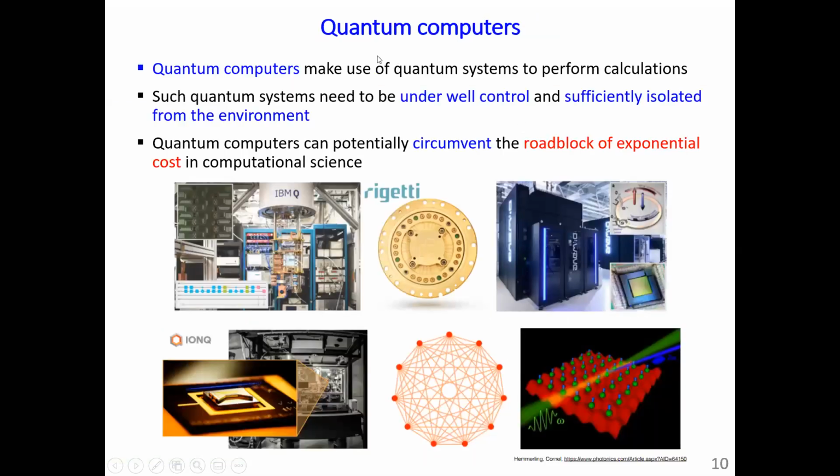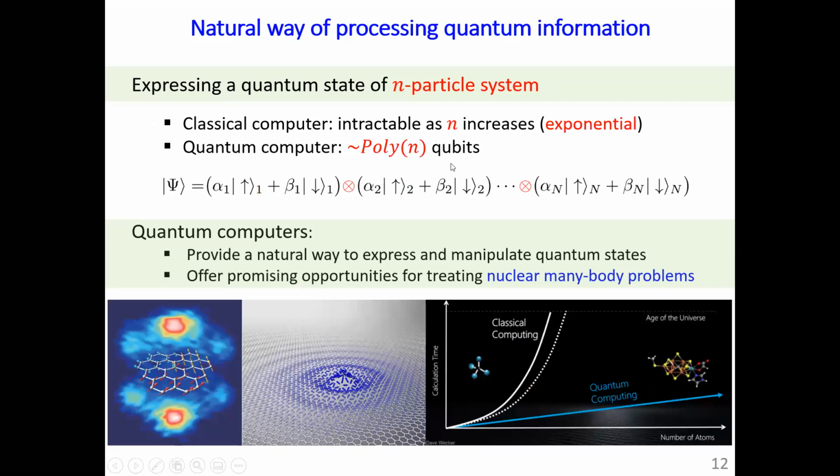Now, quantum computers make use of quantum systems to perform calculations. Such quantum systems need to be well controlled and sufficiently isolated from the environment. And quantum computers can potentially circumvent the roadblock of exponential cost in computing science. Also, quantum computers offer a natural way of processing quantum information.